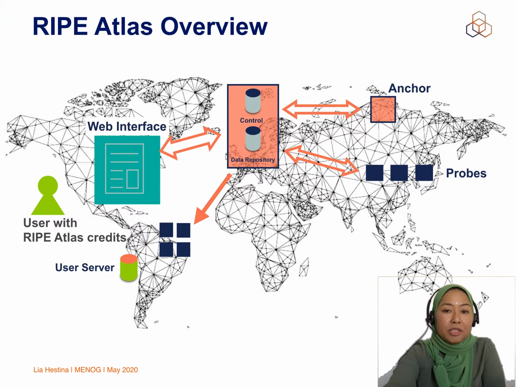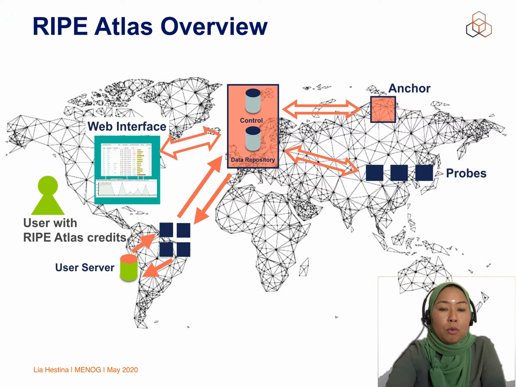So in this animation, the user, with credits of course, uses the web interface to create the measurement, and the RIPE Atlas system makes the probes aware of the new measurement they have to perform. The probes then start the measurement towards the user server as the target of the measurement. The measurement data is stored in the RIPE Atlas servers, and the users can look at the results using the same web interface again.